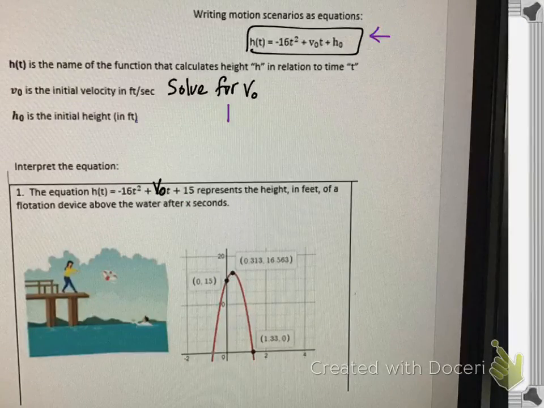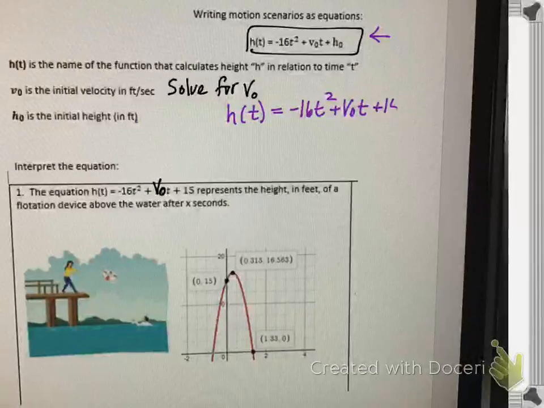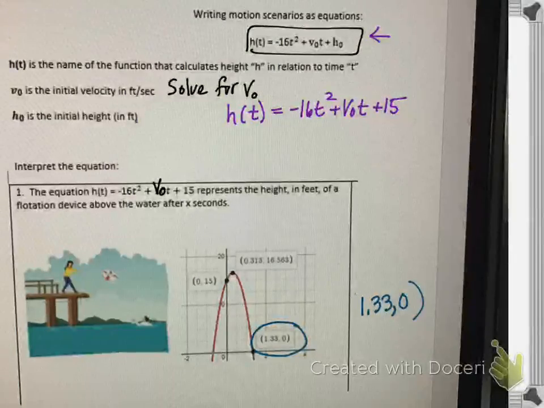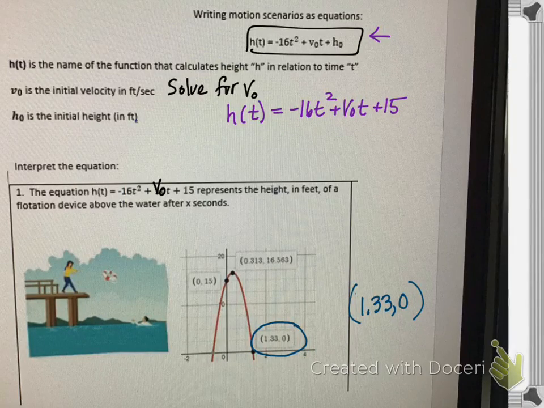So I'm going to rewrite the equation here. The height in relation to time is equal to negative 16t squared plus our initial velocity times t plus 15. So in order to find the initial velocity, I'm going to use an ordered pair from the picture. So 1.33, 0. So I'm going to use that and plug that into this equation here. But you have to know where you're supposed to plug in the 1.33 and the 0.